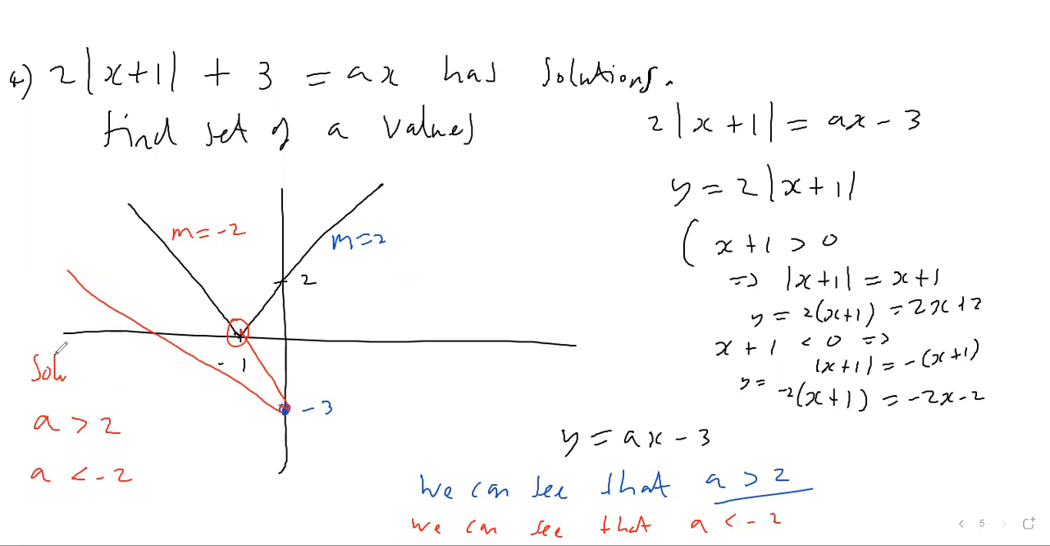So the set of solutions will be this. In other words, the set of a values in the real numbers, let me write this down here. So set of a in the real numbers such that a is less than -2, or a is greater than 2. So that would be our set of solutions there.